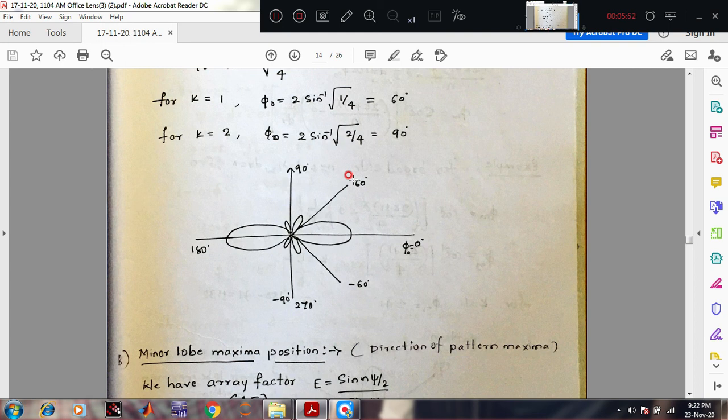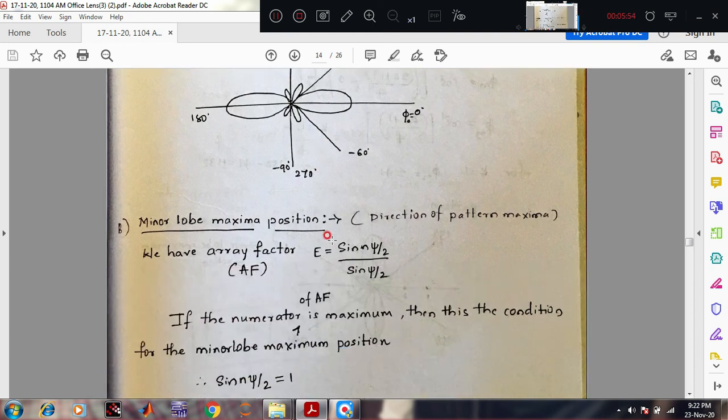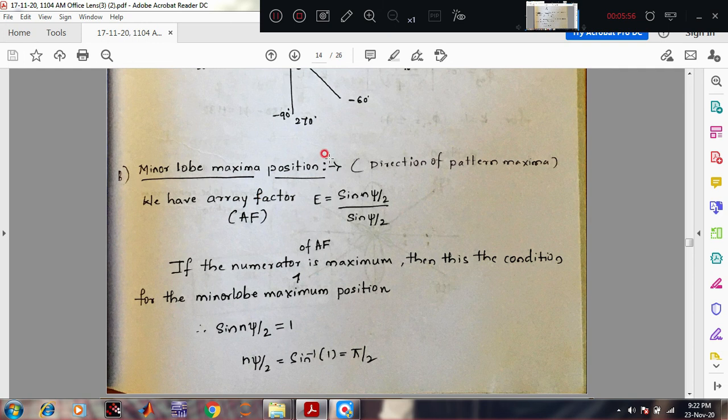Okay, next point, minor lobe maxima position, or direction of pattern maxima. It's very important, right? We have the array factor, that is E is equal to sin n psi by 2 whole divided by sin psi by 2.